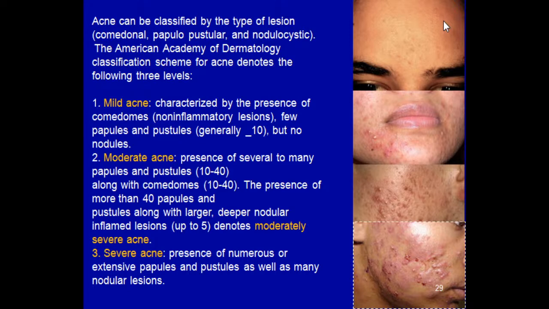The American Academy of Dermatology classification scheme for acne denotes the following three levels. Mild acne is characterized by the presence of comedones, non-inflammatory lesions, few papules and pustules, but no nodules. Moderate acne: presence of several to many papules and pustules along with comedones. Up to 40 papules and pustules, along with larger, deeper nodular inflammatory lesions up to 5 nodules, is moderate to severe acne. Severe acne presents with numerous and extensive papules and pustules as well as more nodular lesions.